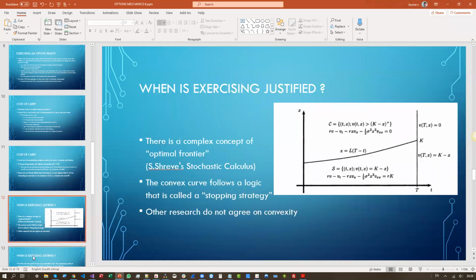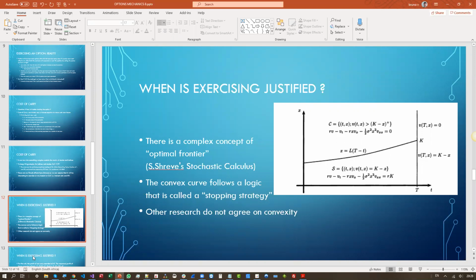So when is exercising justified? And boom, I come with something now very complex. The thing is, as I mentioned earlier, deep in the money calls, for example, are sometimes or often the ones which are exercised because it's closer to intrinsic value. It does make more sense.